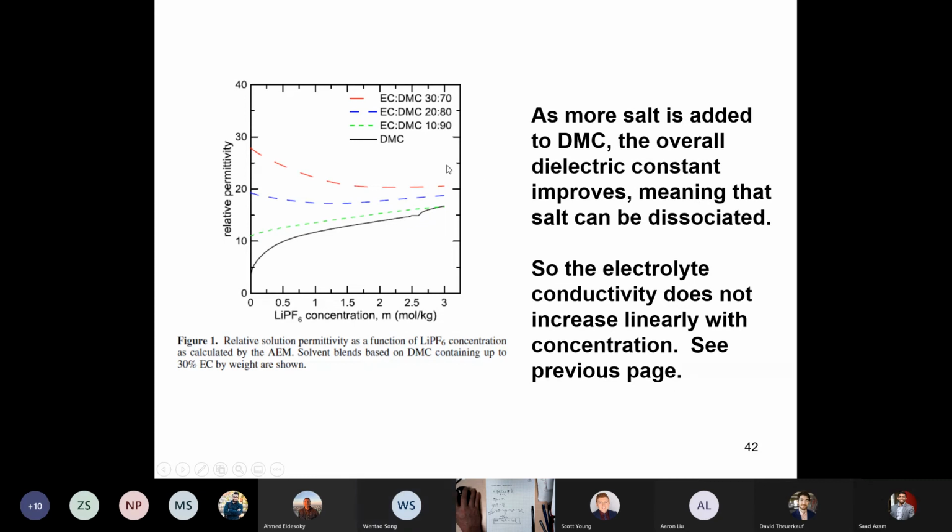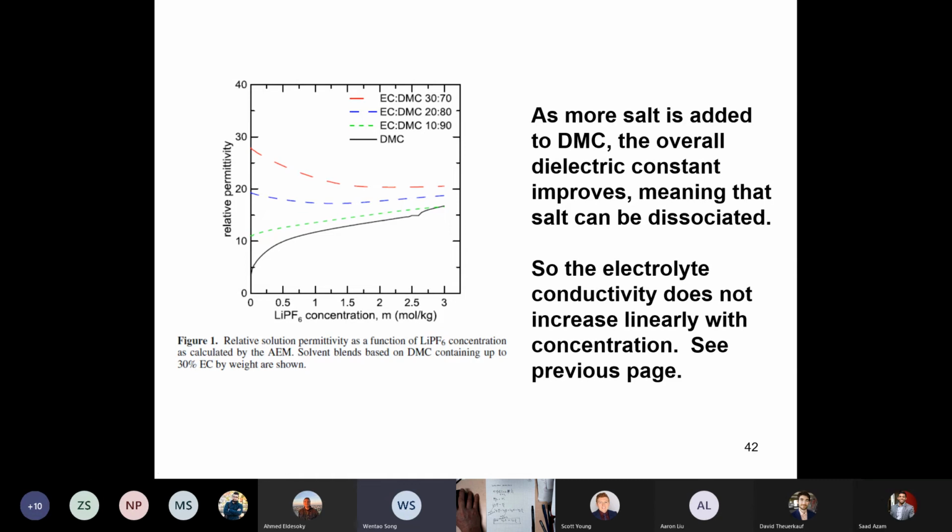You know, it's very similar to that of EC-DMC at that point. The point is at the beginning, it's really low, and the salt dissolves, but does not dissociate well. So the conductivity is incredibly small because you have virtually all the salt, lithium plus and PF6 minus, in ion pairs at the beginning. I see.